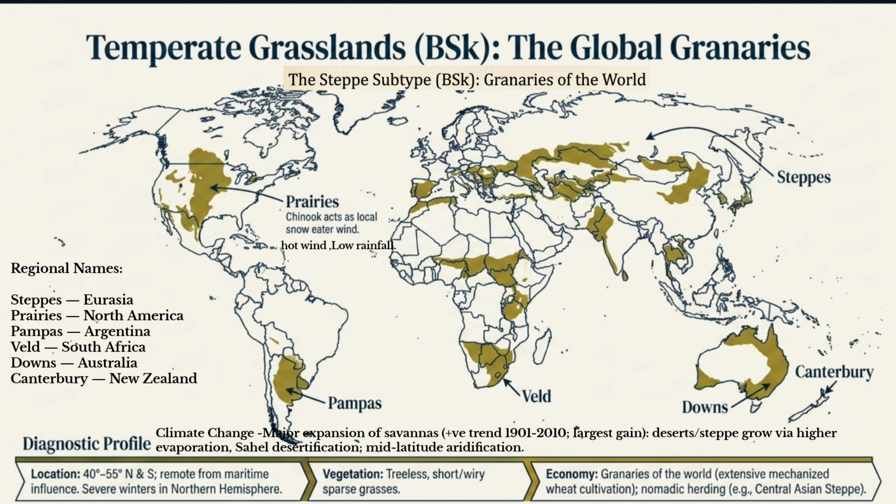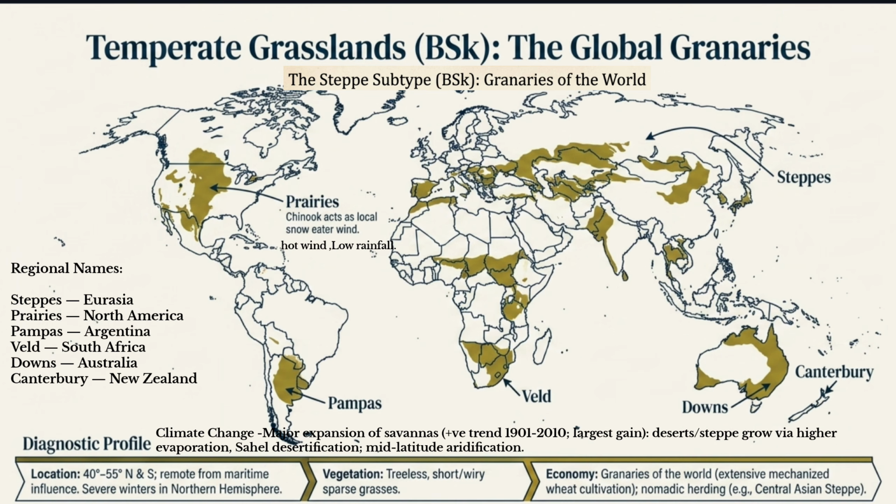Climate: severe winters in the Northern Hemisphere. Chinook is a local hot wind in the Prairies that acts as a snow eater. Low rainfall. Vegetation: treeless grasslands, shorter but also wiry and sparse. Economy: called granaries of the world, with extensive mechanized wheat cultivation.